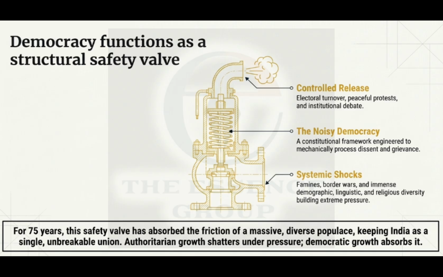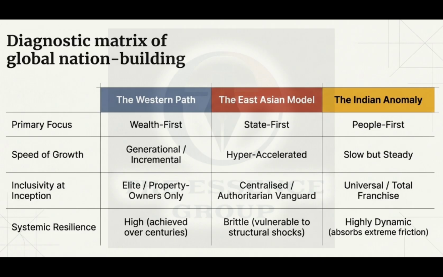In the case of India, India is slow because it is a noisy democracy. However, democracy acts as a safety valve. In 75 years, despite famines, wars, and immense diversity, India has remained a single union. Authoritarian growth is often brittle. Democratic growth is resilient. India's choice in 1950 was the greatest gamble in political history.